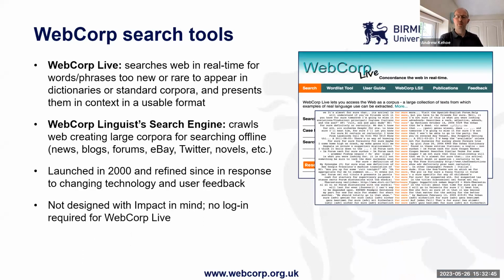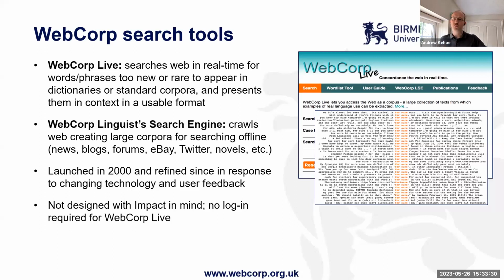First one, WebCorp, is like a suite of tools that allows people to search the web to find examples of words or phrases in context to see how language is used, particularly language that is too new, too recent, or too rare to appear in dictionaries or other offline corpora, like the British National Corpus. And it presents them in a format that's useful for teaching and research as well. So that's one of our tools, WebCorp Live, and the other one is the WebCorp Linguist Search Engine, which is a larger scale web crawler that downloads content from the web and builds offline corpora for more detailed searching, corpora of news articles, blogs, tweets, novels, etc., all kinds of different things.